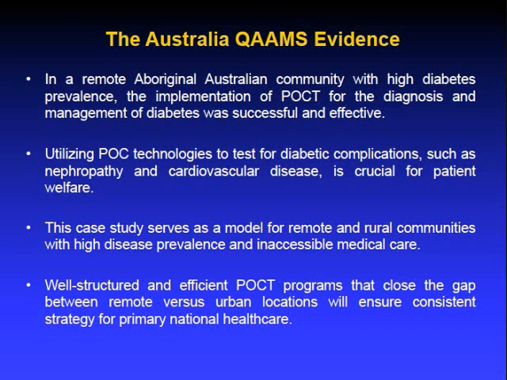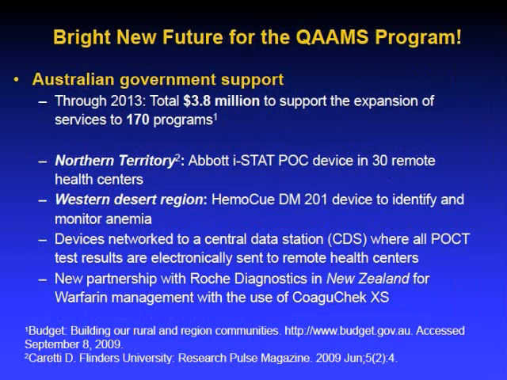effective. Utilizing point-of-care technologies to test for diabetic complications such as nephropathy and cardiovascular disease is crucial for patient welfare. This case study serves as a model for remote and rural communities with high disease prevalence and inaccessible medical care. Well-structured and efficient point-of-care technology programs will close the gap between remote versus urban locations and will ensure consistent strategy for primary national healthcare systems.